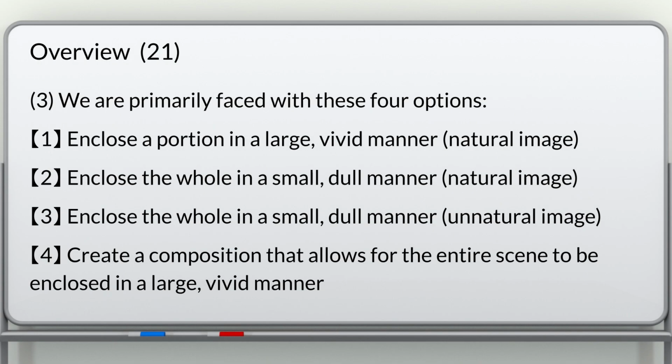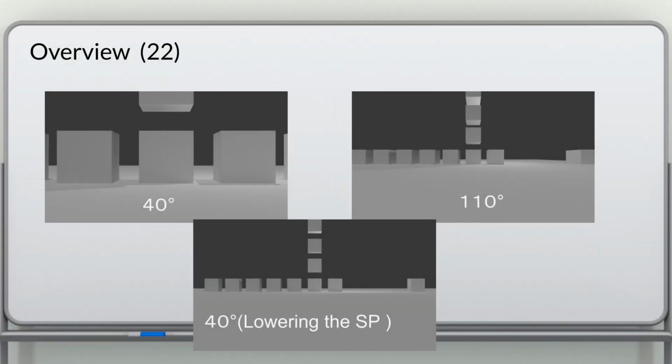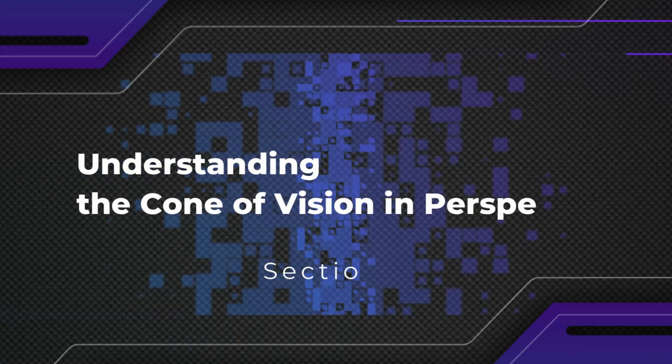1. One option is to enclose only a portion of the scene in a large and vivid manner, which results in a natural-looking image. 2. Another option is to enclose the entire scene in a small and dull manner, which also results in a natural-looking image. 3. A third option is to enclose the entire scene in a small and dull manner, but this time resulting in an unnatural-looking image. 4. The final option is to create a composition that allows the entire scene to be enclosed in a large and vivid manner. This is the image when represented as a diagram.